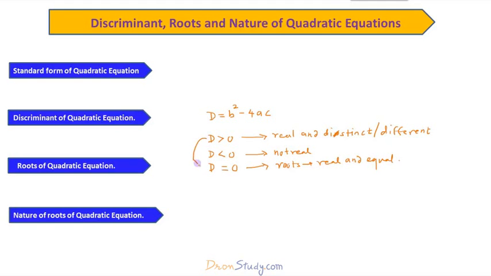Here you can write this in short: if D is greater than or equal to 0, remember that the roots will be real. And in that also, if D is greater than 0, then the roots will be real and distinct. It means the two roots will be different. If D is less than 0, then there will be no real roots, and if D is equal to 0, then the roots will be equal. It means both the roots will be equal or same.